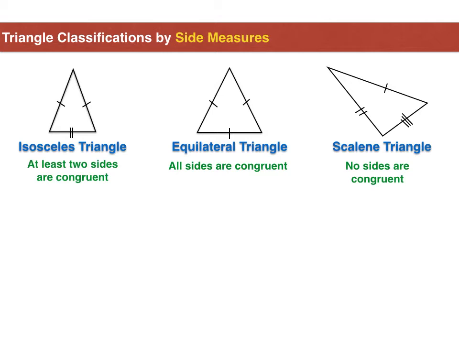Now here's the weird thing. Since isosceles means at least two sides are congruent, that means that an equilateral triangle is also isosceles, because all three sides are congruent, and that means 3 is greater than or equal to 2, and that's what at least 2 means. But we never really call an equilateral triangle an isosceles triangle. We just say it's equilateral.